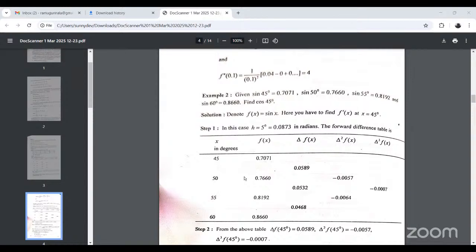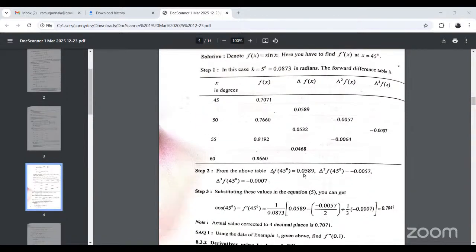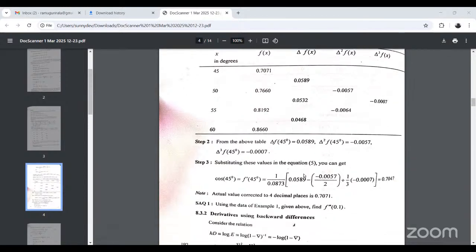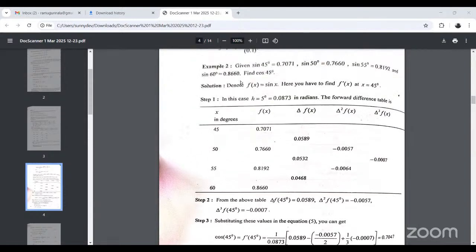Okay. So this is the differentiation table: 45, 50, 55, their corresponding values, and their differences, in the same way. Okay. Now the cos 45.